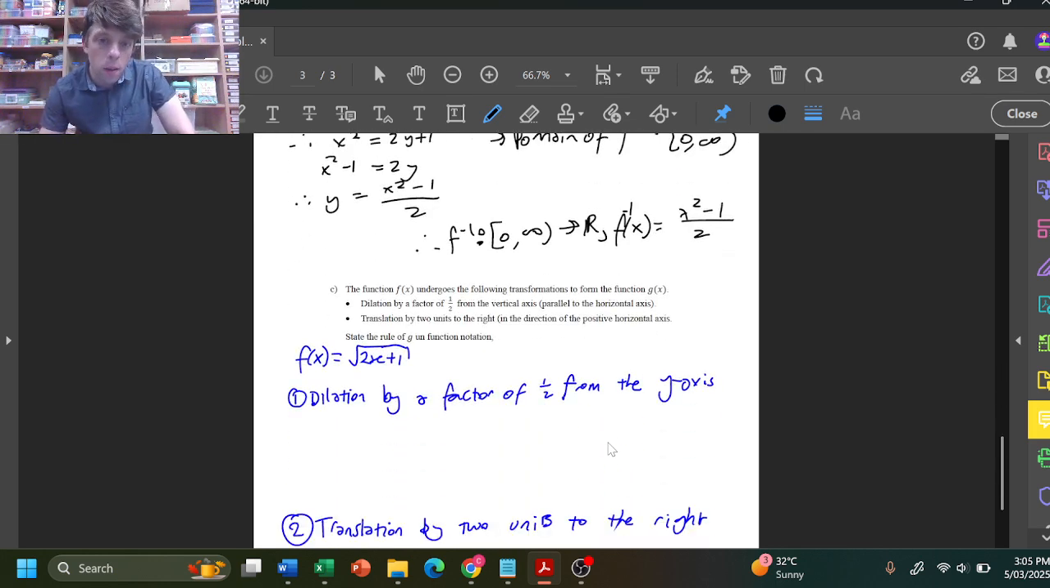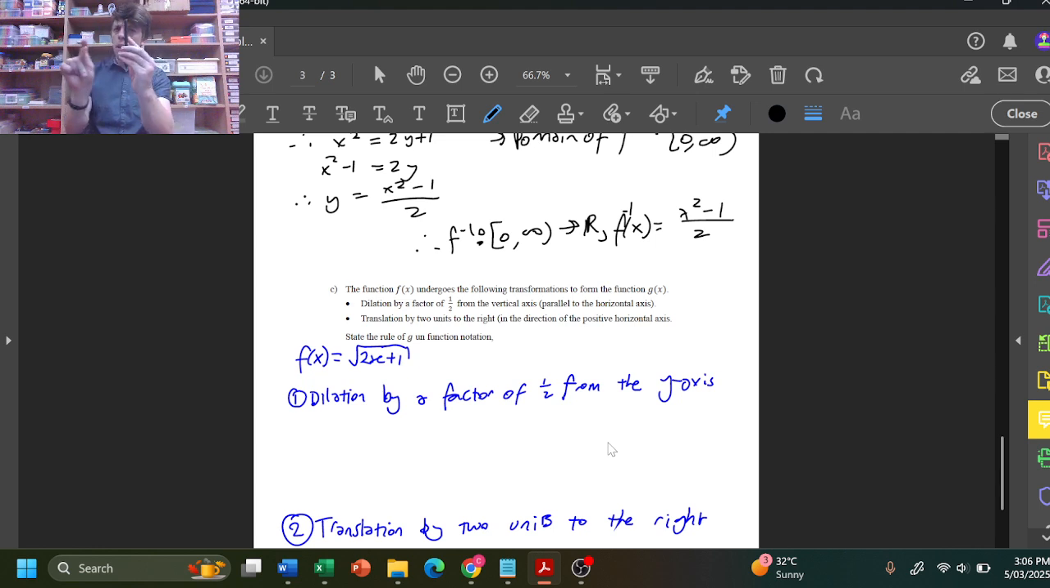So let's see if we can work out how we deal with these transformations. The question says we're going to start with the function f of x is equal to the square root of 2x plus 1. This undergoes a dilation by a factor of a half from the vertical axis. Let's think about what that means. From the vertical axis, this is the vertical axis here. It's going to go like this, moving like that. Dilation by a factor of a half.